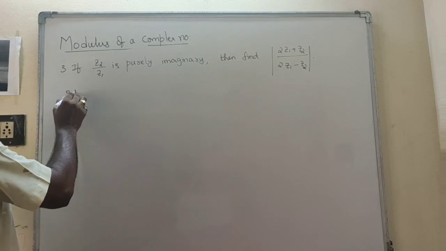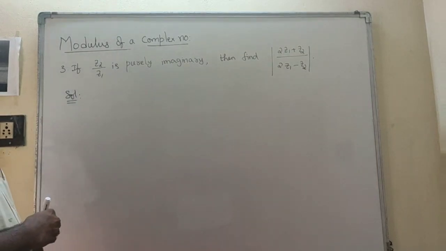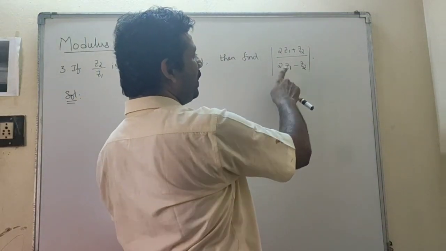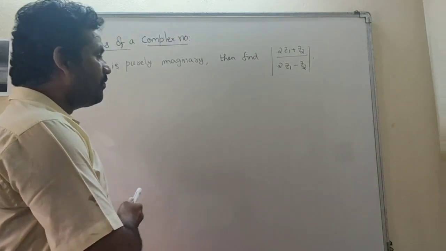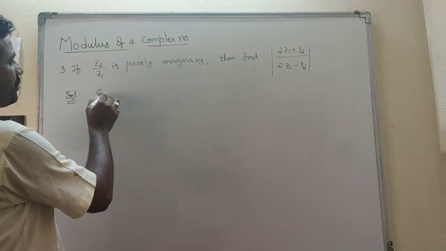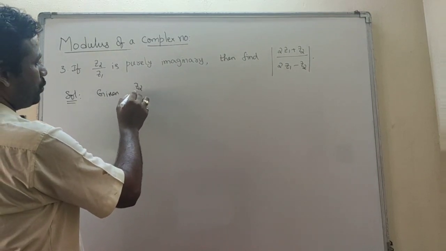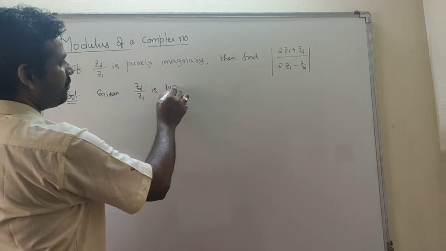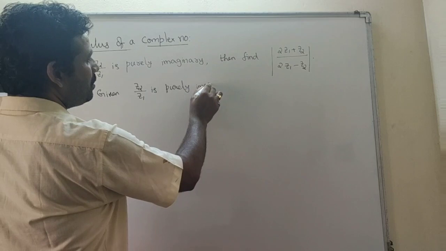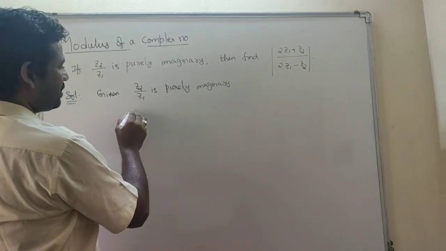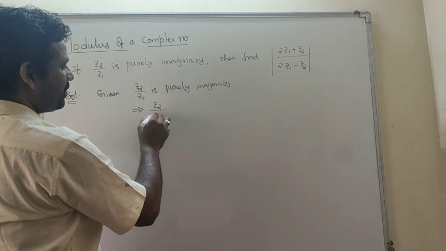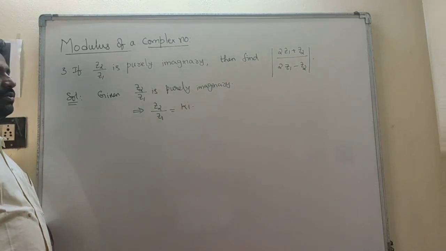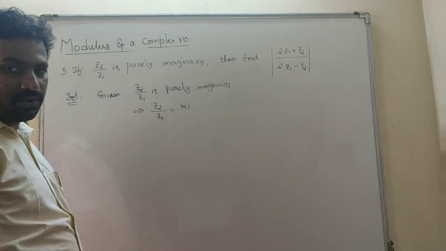Right, students, see this problem. If z2 by z1 is purely imaginary, then find mod of (2z1 + z2) by (2z1 - z2). See this one. What is given? z2 by z1 is purely imaginary. What does that imply? z2 by z1 is equal to some k, z2 by z1 equals ki. That means it is purely imaginary.